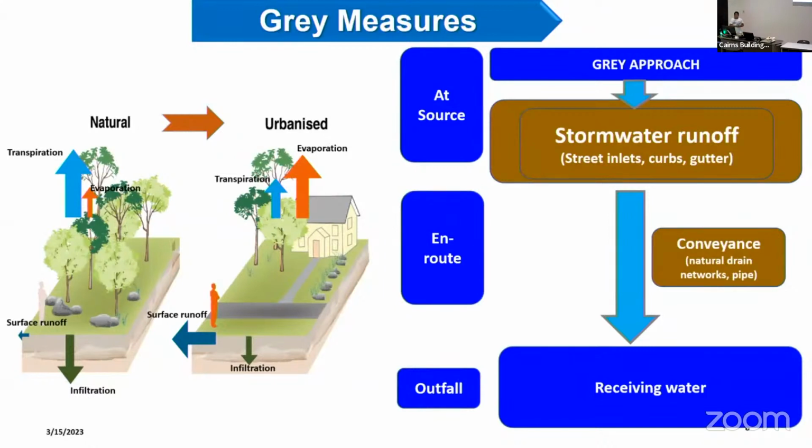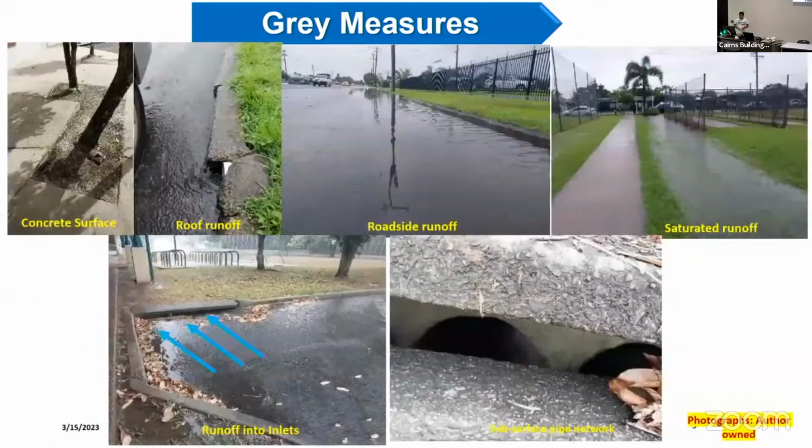So we can see a quite significant amount of water at the downstream side when there is rainfall. When there is rainfall, we can see a good amount of runoff at the downstream side, because we have installed this gray approach. We just collect it. Yeah, we can see the picture.